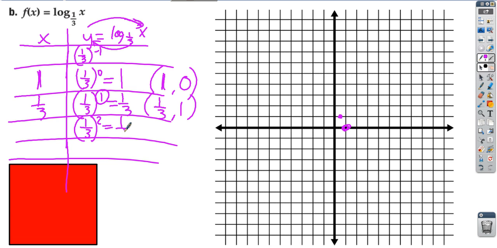1/3 to the second is 1/9. That means the x value is 1/9 and the y value is 2. So let's double check that. (1/9, 2) puts us about here, and you can see this graph is kind of going the opposite direction as the other one because we're raising a fraction to a power. And then this direction, 1/3 to the -1, if we flip it and make it positive, that's 3 to the first, which is 3. So our x value here is 3 and our y value is -1. So (3, -1) puts us here, and then we're going to get this part of the graph going like that. So that is roughly what that's going to look like, essentially sloping the opposite direction as the other one.